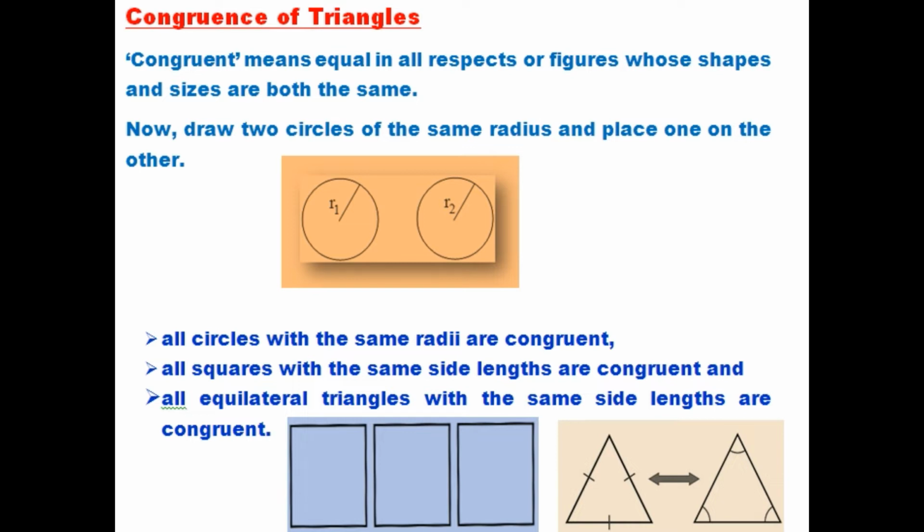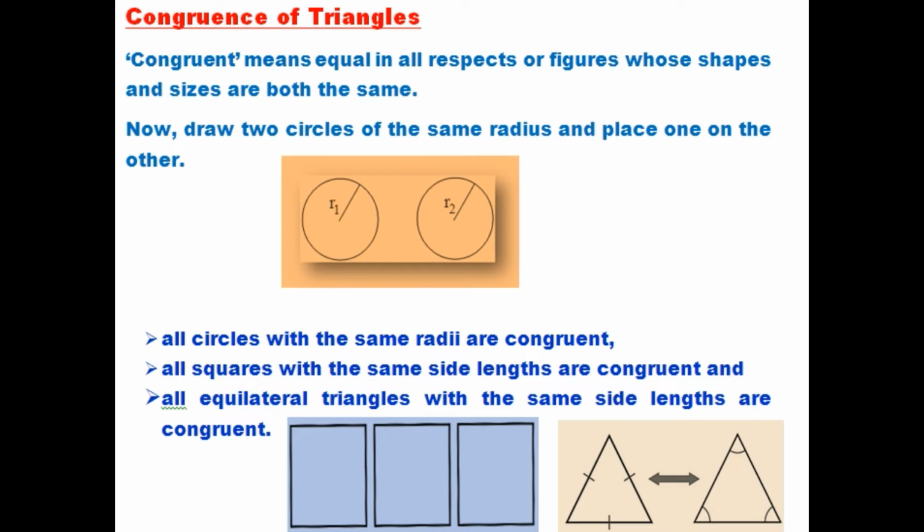In the same way, all squares with the same side are congruent. You see the three squares, all having the same side. So all the three squares are congruent.